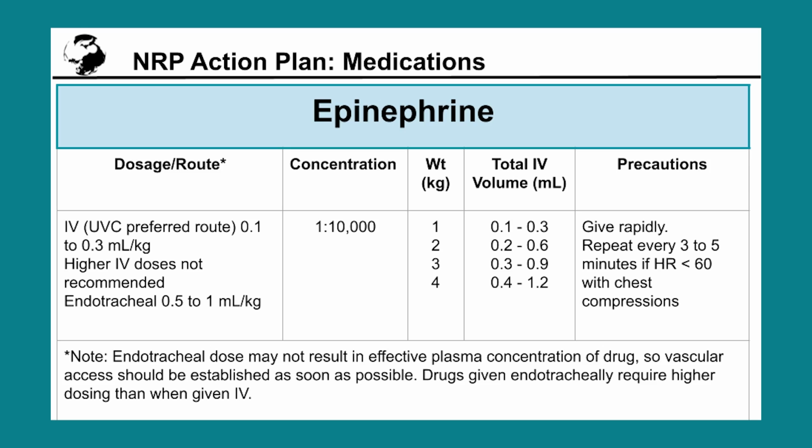2 key medications are often given during neonatal resuscitation: epinephrine and volume expanders. Epinephrine is often given through an IV, but may also be delivered down an endotracheal tube. When given through an IV, the dosage is 0.1 to 0.3 milliliters per kilogram. When given down an endotracheal tube, the dosage is 0.5 to 1 milliliters per kilogram. Epinephrine should be given rapidly every 3 to 5 minutes if the heart rate is below 60 beats per minute and the baby is receiving compressions.